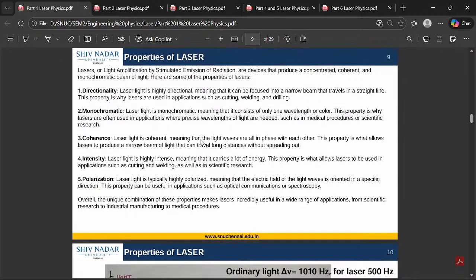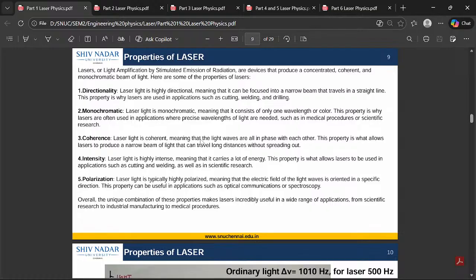It is directional. If you have seen a laser, you have noticed that it doesn't diverge a lot. It goes in a straight line from the source to the wall or something like that. So laser light is highly directional. It is focused in a single narrow beam that travels in a straight line. This is why lasers can be used for processes like welding, drilling, cutting and so on.